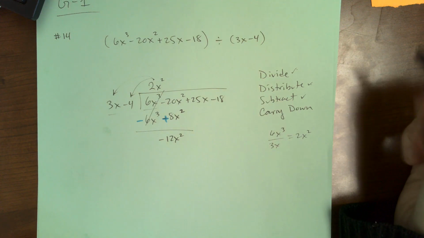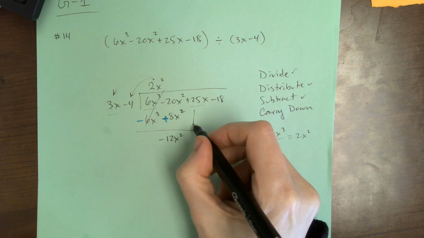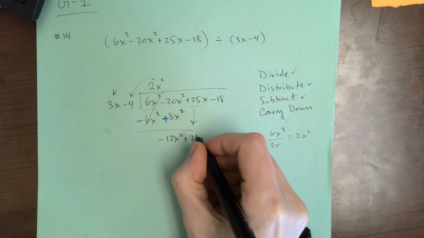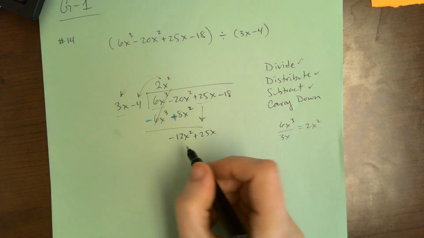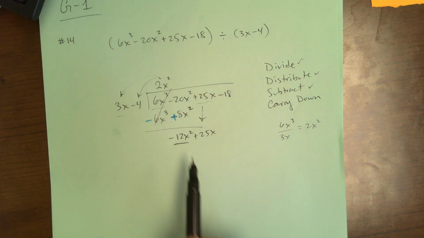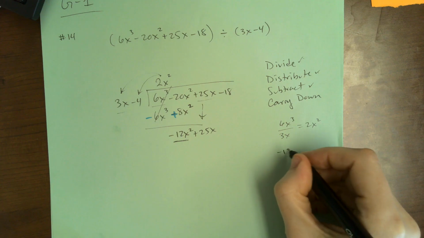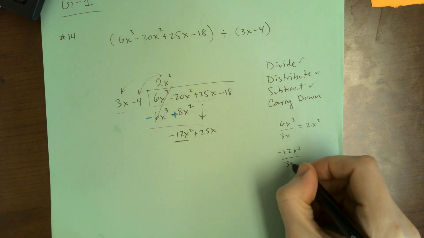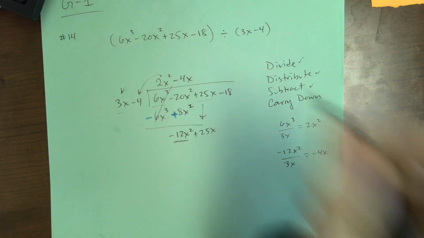So we divide, distribute, subtract. We did all three of those things, and now carry down. So the next term is that. It comes down, and then you start all over. Divide. I take this first term that's underneath, divide it by the first term outside. That is the next term in my answer.